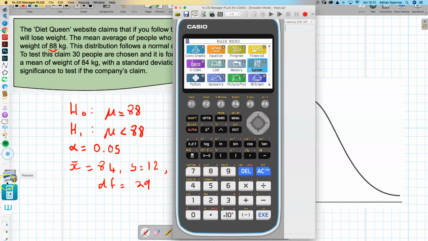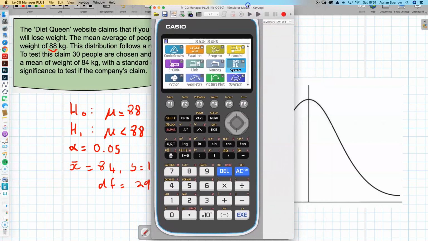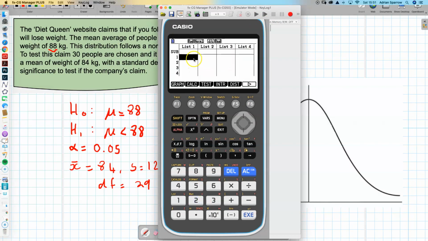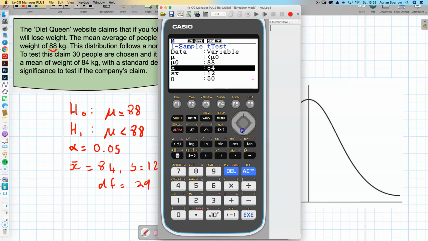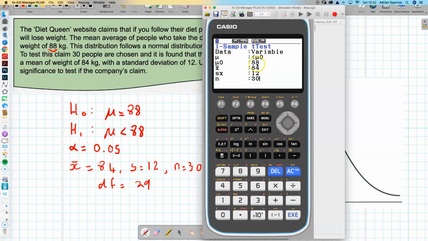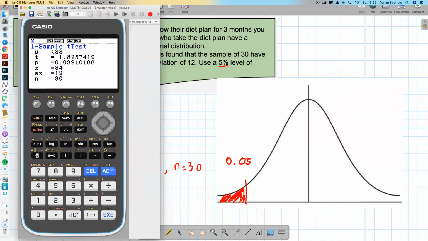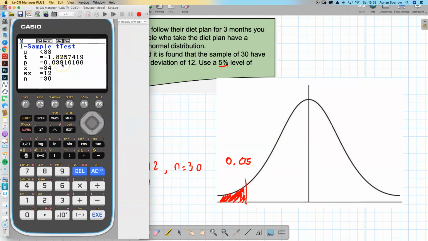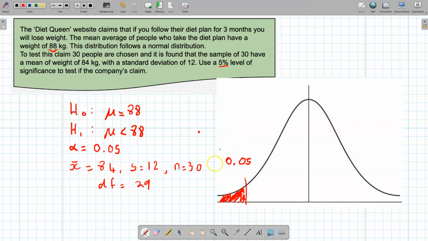So let's come and get a calculator. And I'm going to go into number 2, which gives me the stats. And I'm going to do the test first of all, t-value, 1 sample. Now I'm going to say I want to be on the left. I think I've got all the information in, apart from this one, which should be 30. So we've got all that information. Let's just double check it. I want to be on the left. All correct. Execute. Now it gives me the t-value as negative 1.83 and p as 0.039.